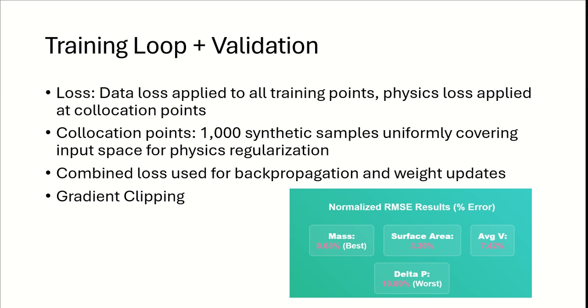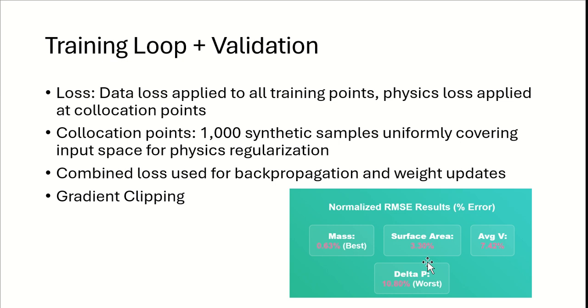Over here, you can see our normalized RMSE errors. The mass was the best, because through the data we could see it relates very heavily to the geometric coefficient, so it had nothing to do with the velocity inlet. Surface area was also a geometric term, so it also mapped pretty well. Our delta P had a 10.8, which was the worst, which we were having trouble with, and I'll keep working to improve it, the delta P pressure drop.